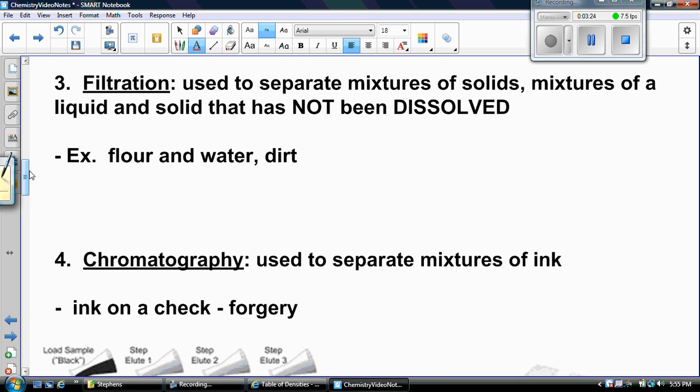Filtration is used to separate mixtures of solids, like different size solids, like that bag of candy. It also is used to separate mixtures of a liquid and solid that has not been dissolved. So the example we did with sand and water. Sand does not dissolve in water, so we can use filtration using those screens to pull out the sand and let the water flow through. Flour and water. Flour will not dissolve in water, so we can use filtration to separate flour and water. Same thing with dirt. Dirt is made up of a lot of different size particles, so we can use a screen to separate parts of dirt.